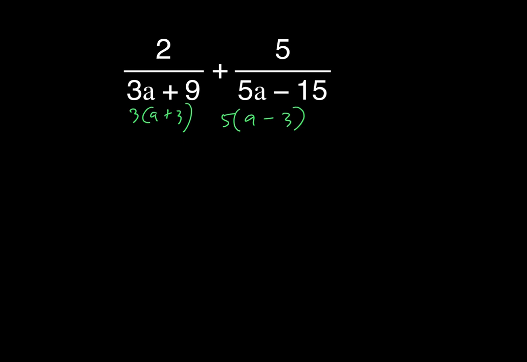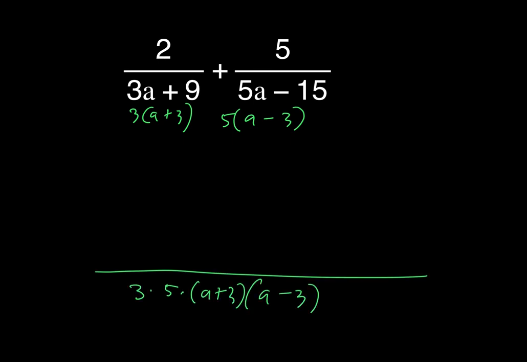So now, when I think about what my common denominator is going to be, my common denominator will be 3 times 5 times a plus 3 times a minus 3. It's all of those things. This, and this. How do I get this one to have this as my common denominator?